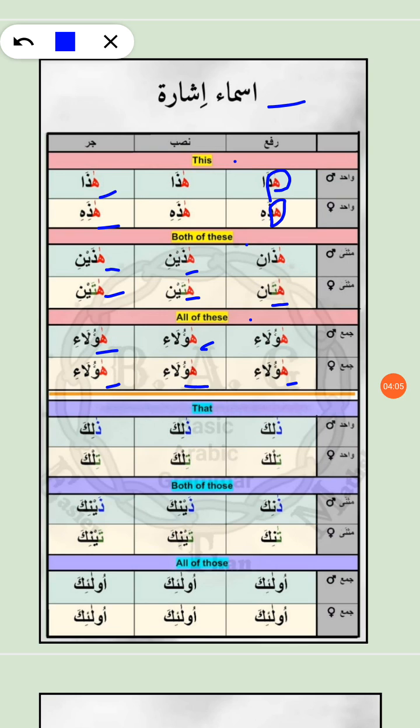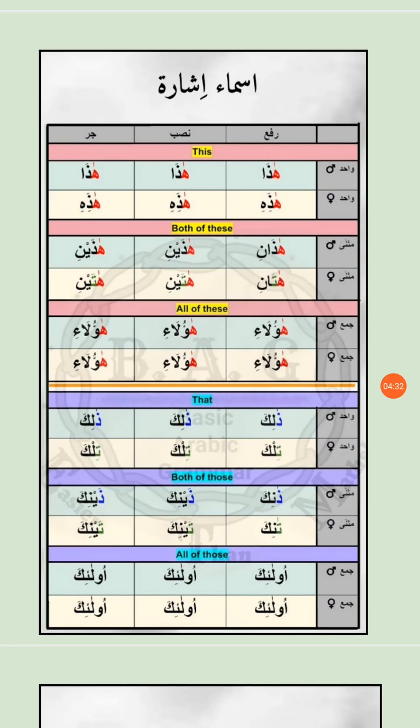And then we have the asma ishara that point towards the musharun ilayh that is far away. So we have zalika, tilka, zanika, zainika, tanika, tainika, and then ulaika for jama, masculine and feminine.